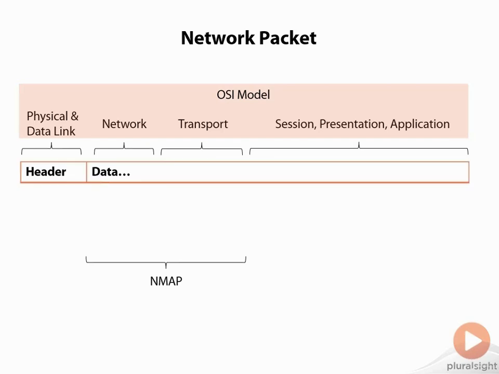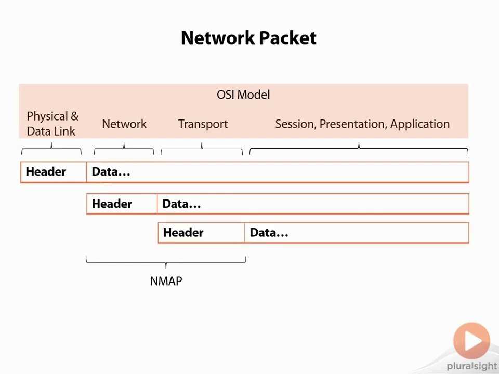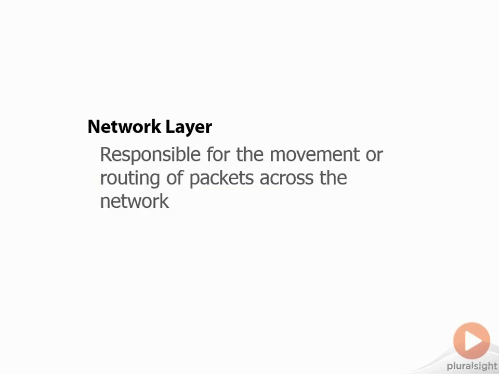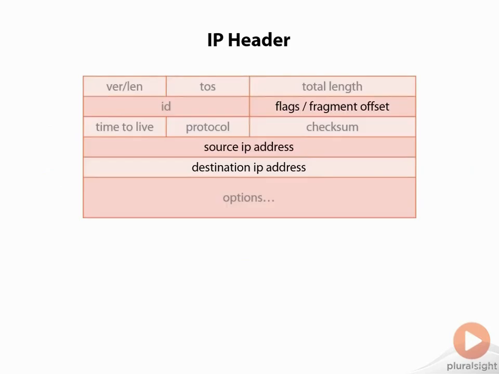The envelope at each layer has a header which contains addresses and other information pertinent to the handling and delivery of the packet at that layer, and then the contents of the packet, which to that layer is just data. Likewise, each nested envelope has its own header and data sections. Let's discuss the network and transport layers. The network layer is responsible for the movement or routing of packets across the network. The Internet Protocol is the protocol in use at the network layer.